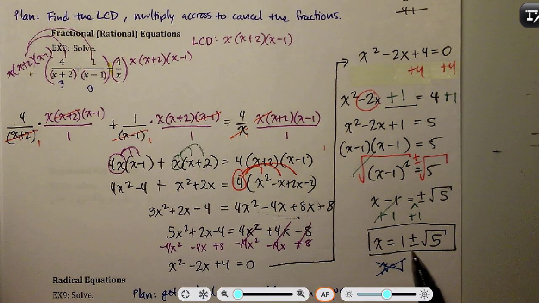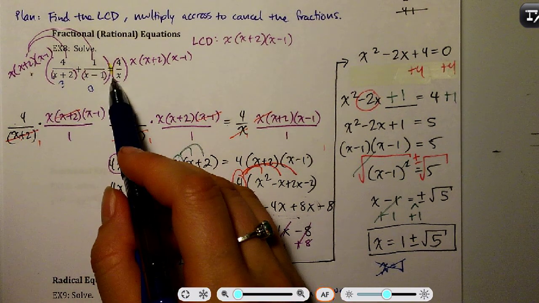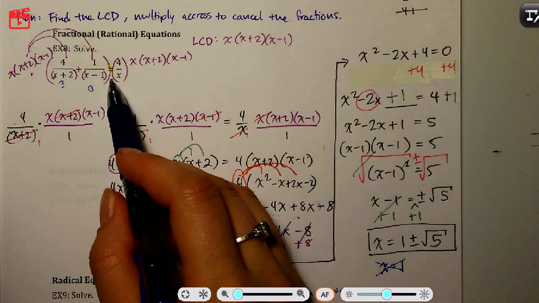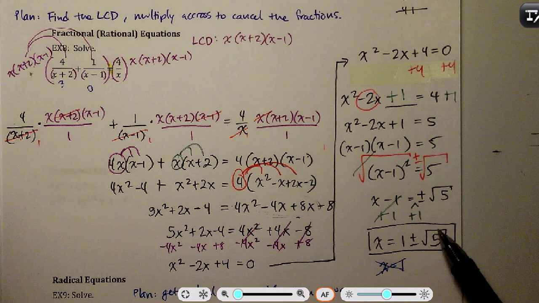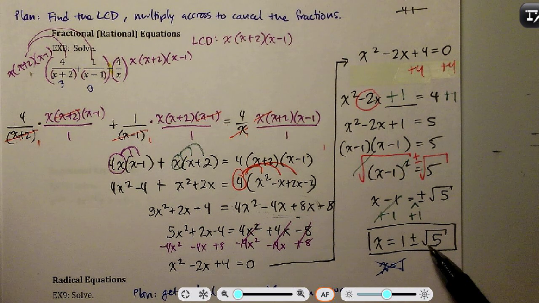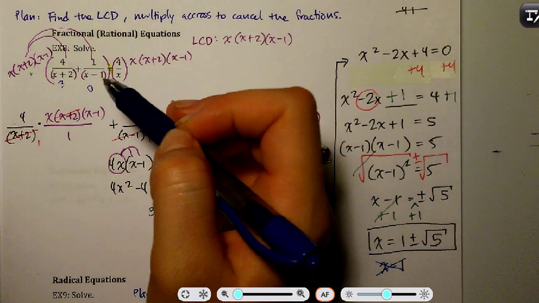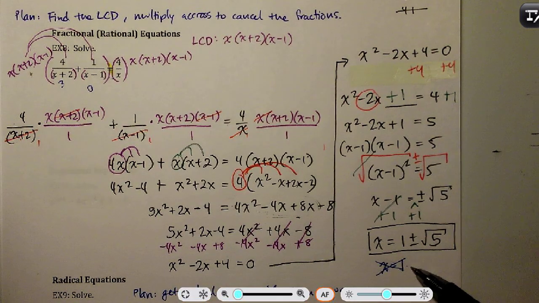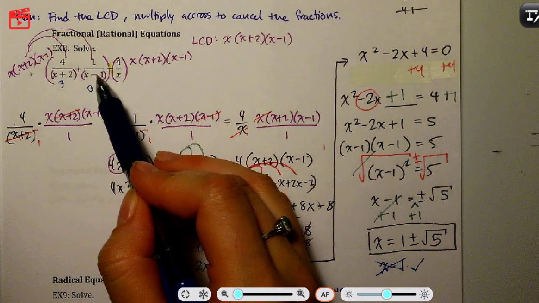So if I was to check this answer, would 1 plus the square root of 5 make any of these 0? And the answer is no. You can go ahead and plug them in and check, but the answer is going to be no. So these two solutions are perfectly fine. Okay, so sorry, forgot to mention that. Be careful. Check your fractional equations to make sure that your answer is not extraneous. Make sure your answer doesn't make one of your denominators become 0.